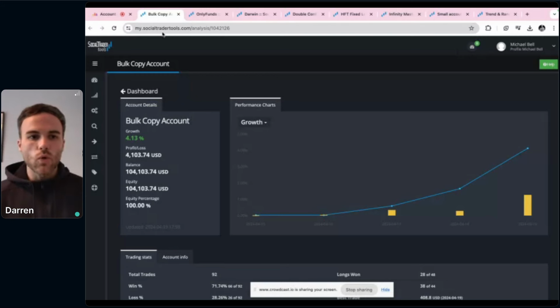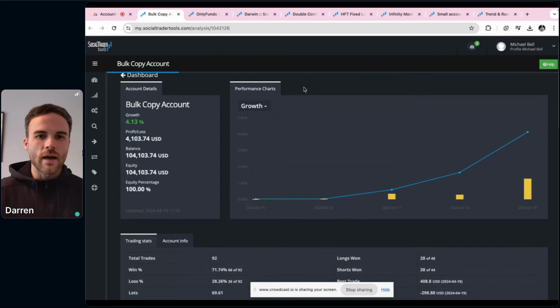And I'm going to start with this bulk copying account. Now, I must stress that I had to restart all of my accounts last Monday because I lost all of the data from the IC Markets EU server, which meant I had to delete all my accounts on Social Trader Tools and then re-upload them, which was quite frustrating because I lost all that data. But that's why some of these accounts don't look like they've been running for long. But in actual fact, most of them have been running for 3 to 6 months. But some of them I did start a couple of weeks ago, which I'll talk you through anyway.